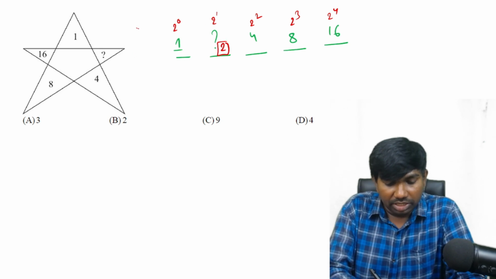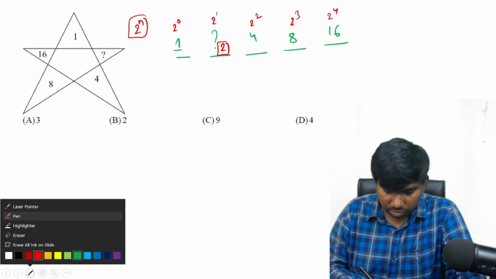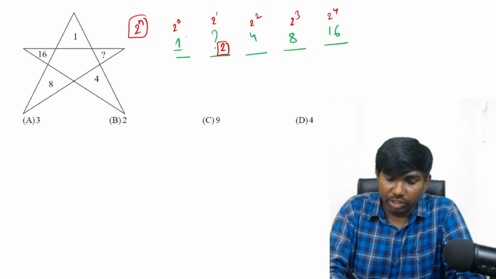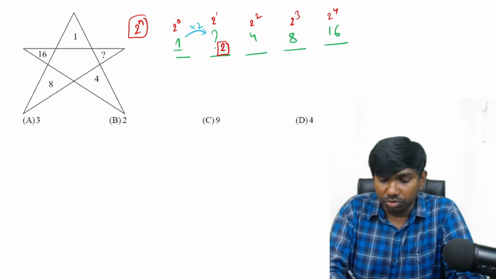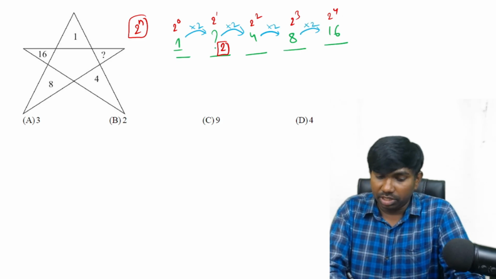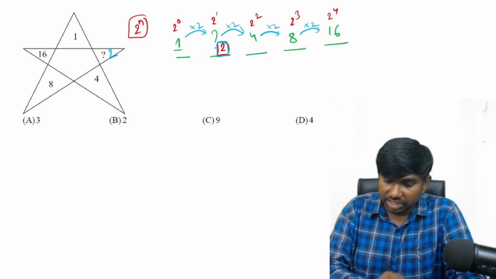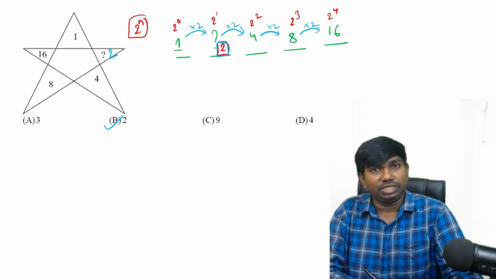Either you can take it in this way, 2 power n logic, or you can go by this logic also. That is nothing but multiplication by 2. 1 into 2 is 2. 2 into 2 is 4, and 4 into 2 is 8, and 8 into 2 is 16. That is also correct. And luckily both the logics are giving the same answer, that is 2. So 2 is the answer. Which option? B is the correct option.